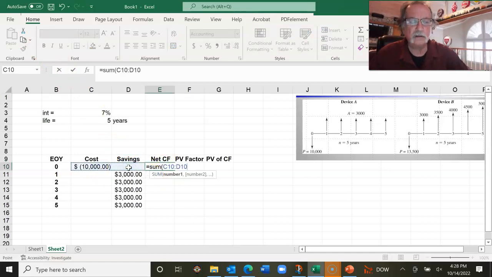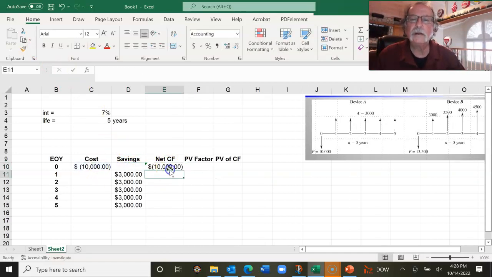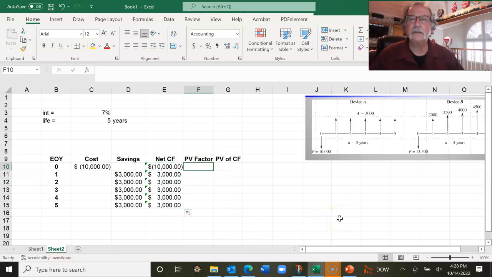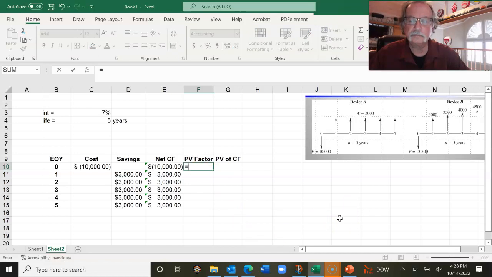So our net cash flow looks like this. The present value factor is P equals F over (1 plus i) to the n.